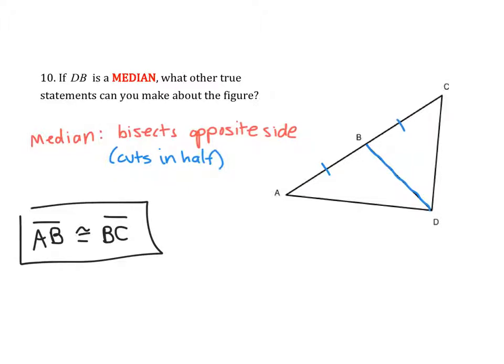I know that it looks like these two are congruent, but they're not. That would be an angle bisector. So a median's only job is to bisect the opposite side. So make sure that you are only going by information that you know for a fact and not just using how your figure looks. So you have to know what your different line segments will do to your triangle.